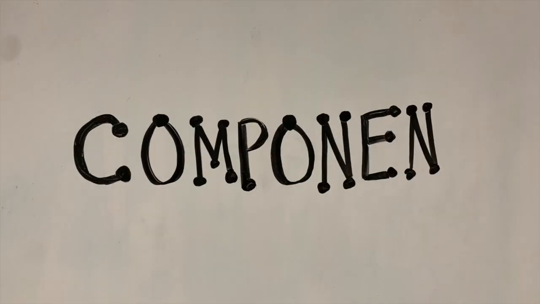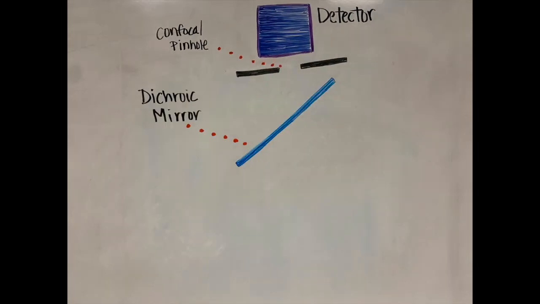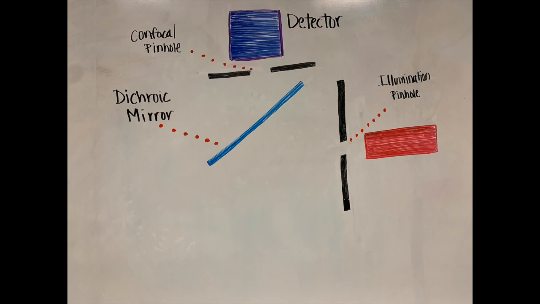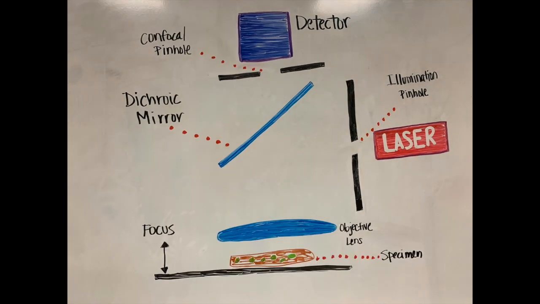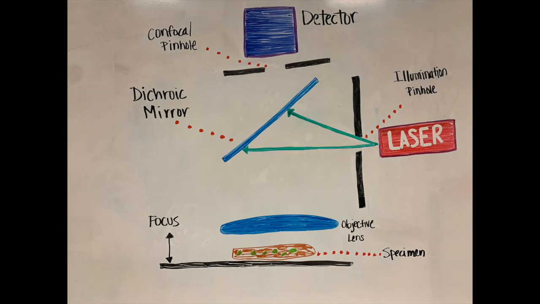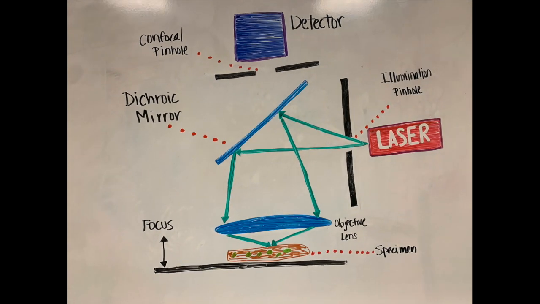The main components of the confocal microscope are a detector, confocal pinhole, dichroic mirror, illumination pinhole, laser, objective lens, and focus. The main component that differentiates a confocal microscope from others is the confocal pinhole. The microscope works by taking a laser as a light source, and it will strike a wavelength from the dichroic mirror. The dichroic mirror is also referred to as a dichroic beam splitter. It is a piece of glass with a thin layer of metal covering it. This will cause the wavelength to bounce off through an objective lens and interact with the specimen.